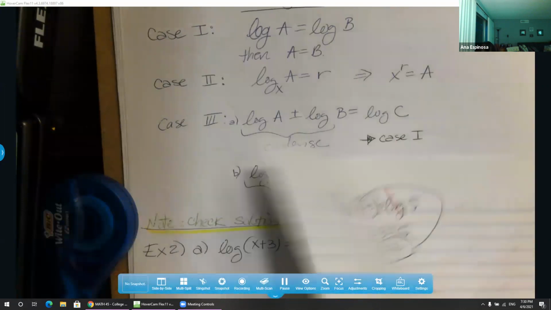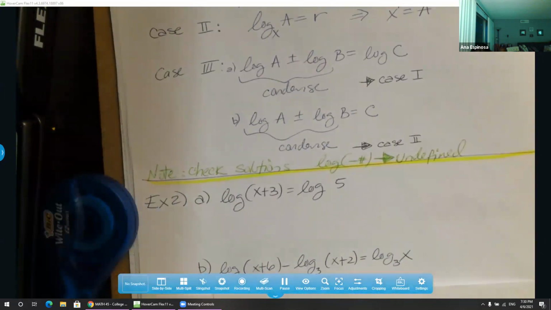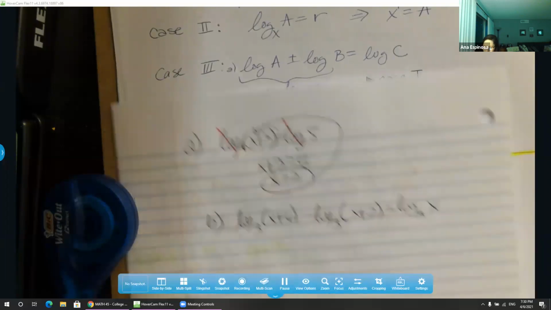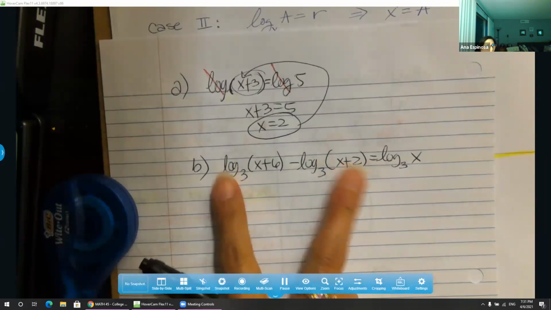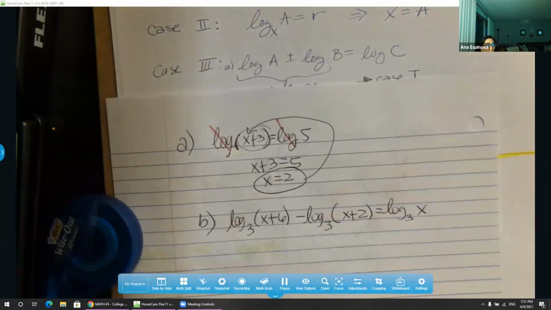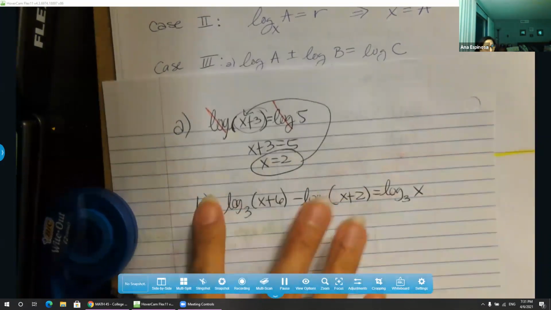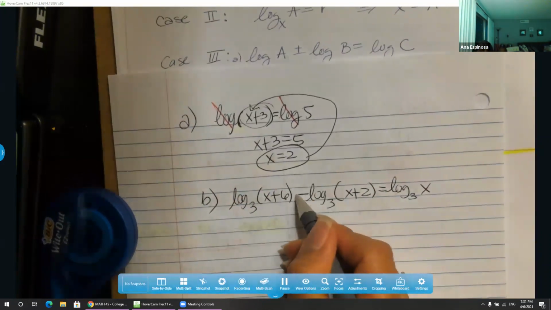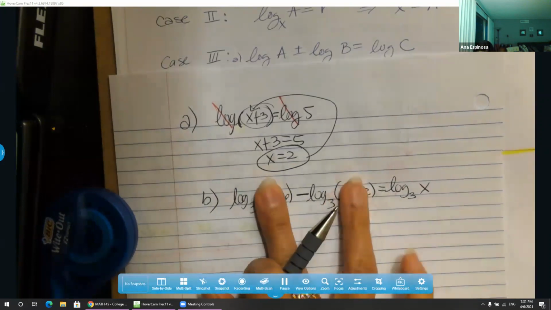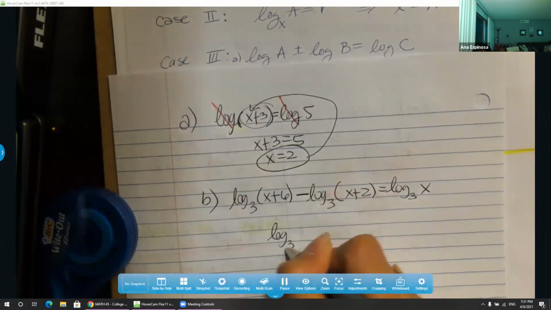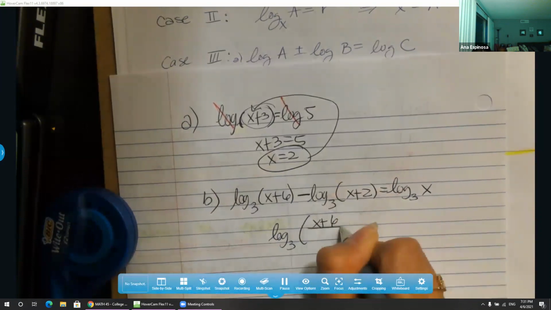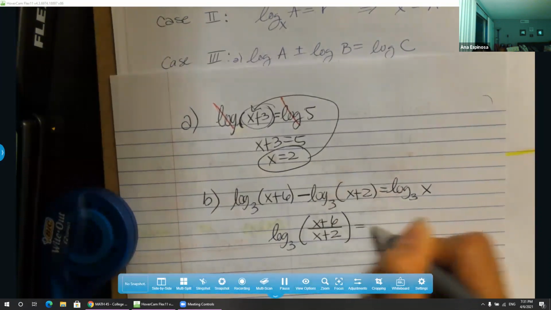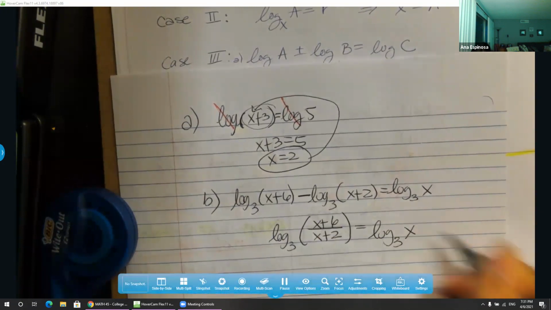Let's look at the next one. I'll write it and then I'll move it. Log base 3 of x plus 6 minus log base 3 of x plus 2 equals log base 3 of x. Okay, so let's check this out. I've got 2 logs on one side, so it's going to be case 3 for sure. I don't worry about what's on the right side. I'm going to condense these 2. How do I condense these 2? I have this minus in between. That means it's going to divide this on top of this. Condense it to x plus 6 over x plus 2 equals log base 3 of x.